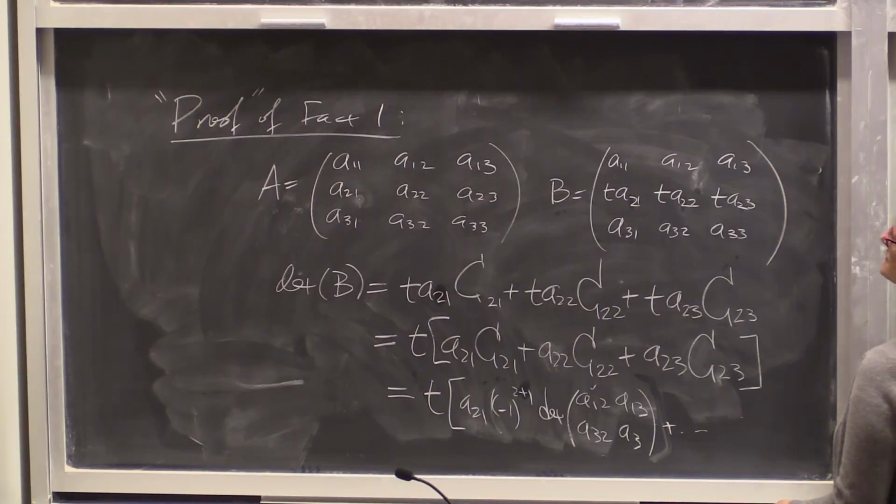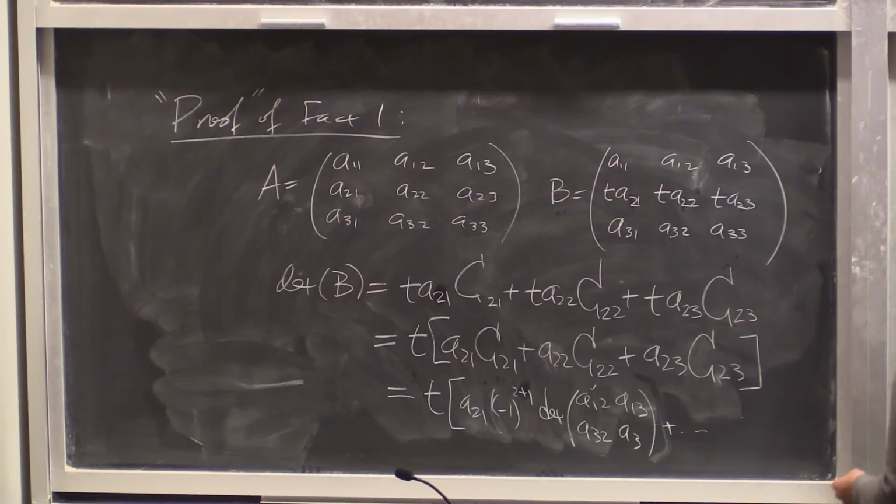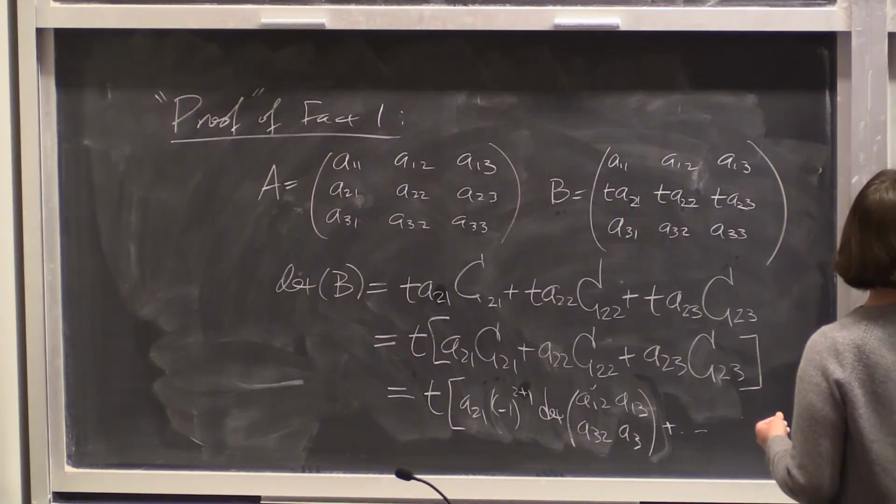Now we have fact 2, which is that swapping two rows means that the determinant of B equals minus the determinant of A. And this is one which I am going to prove, and it's going to be proven by induction.